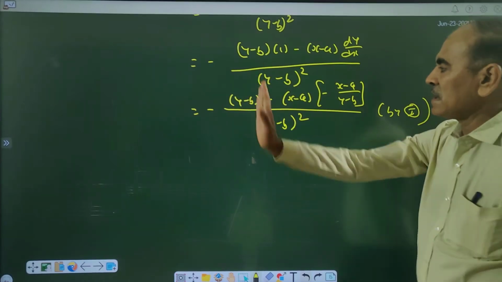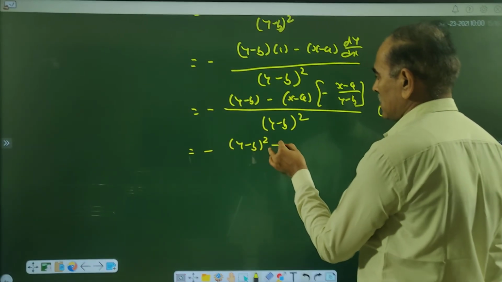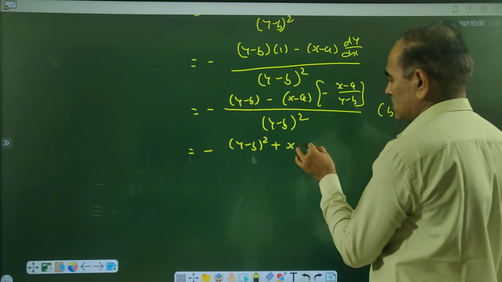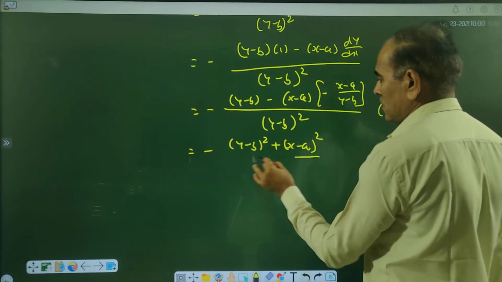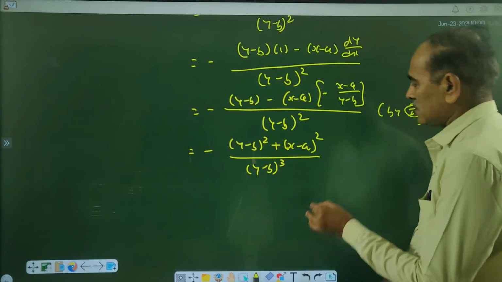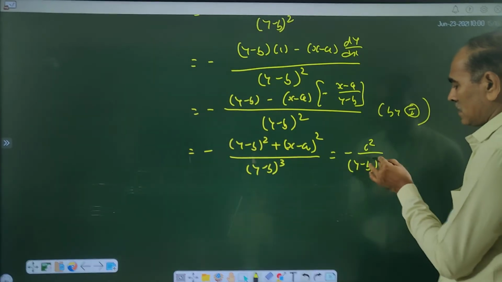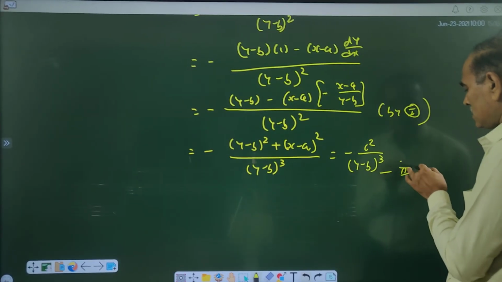So y minus b is minus of y minus b whole square minus plus x minus a whole square over y minus b cube. What is this one? It is c square over y minus b whole cube. So that is number 2.